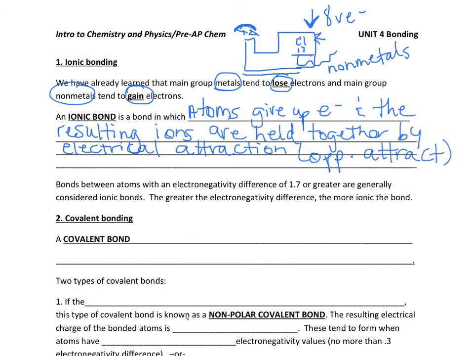Now, we have learned about electronegativity, which is the ability of an atom to draw electrons to itself in a bonding situation. You can actually look up the electronegativity of any atom and mathematically determine whether a bond is most likely ionic or covalent. We will do that further along in these notes, but bonds between atoms with an electronegativity difference of 1.7 or greater, and that's a number you're going to need to memorize, are generally ionic. If they're lower than 1.7, they're generally covalent. The greater the electronegativity difference, the more ionic the bond.